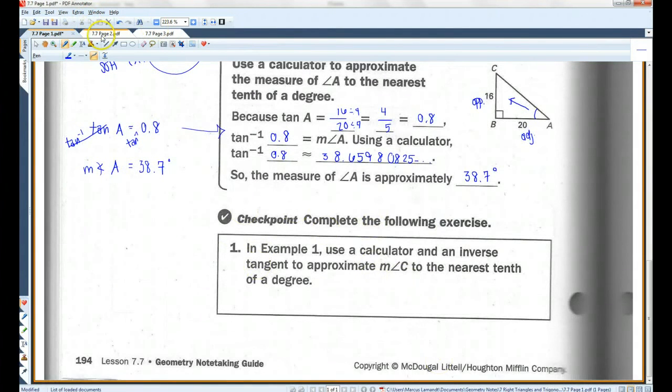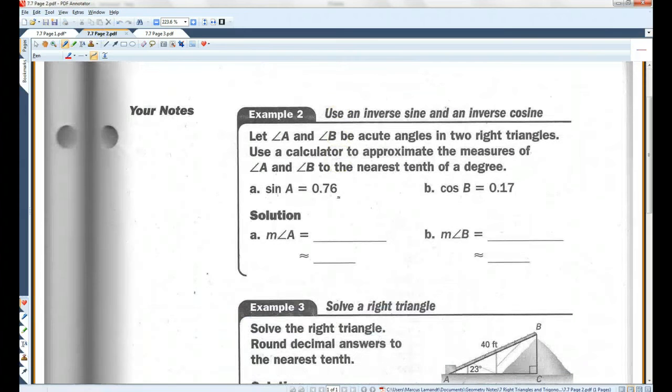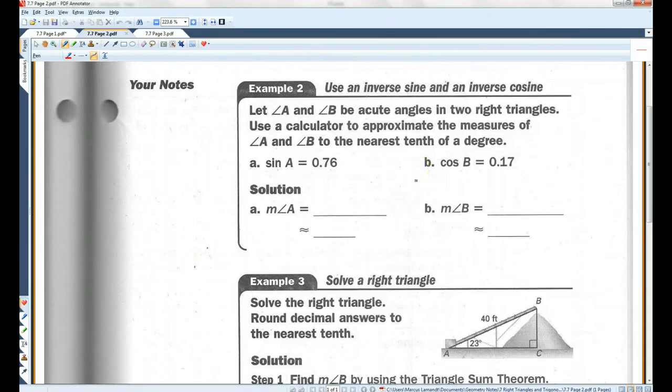Let's go on to page 2. Let angle A and angle B be acute angles in two right triangles. Use a calculator to approximate the measures of angle A and angle B to the nearest tenth of a degree. Okay, so sine of A. The way you get rid of sine is with inverse sine. That cancels that out. So the measure of angle A is the inverse sine of 0.76.